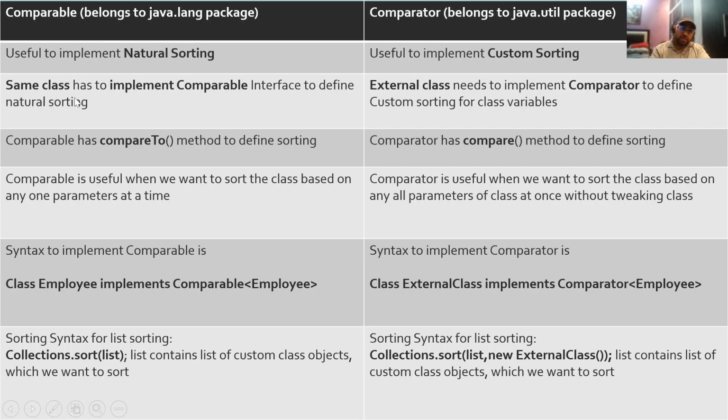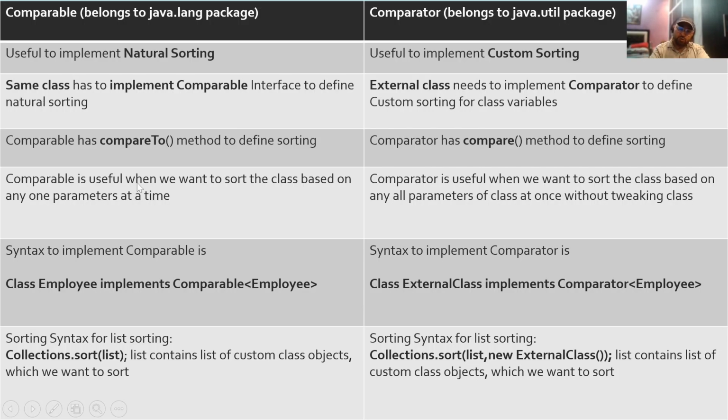So if we move on to the second difference, the same class has to implement the Comparable interface to define the natural sorting. And in case of Comparator, an external class needs to implement Comparator to define the custom sorting for the custom class variable. Comparable has the compareTo method. So whichever class will be implementing Comparable has to implement the compareTo method, and as a result will define the sorting logic in the compareTo method. While in Comparator we have the compare method. This is similar to compareTo, and in this case the logic for sorting is defined under the compare method.